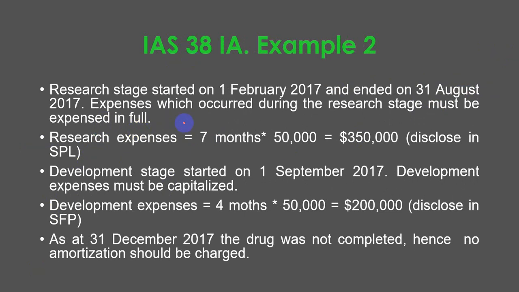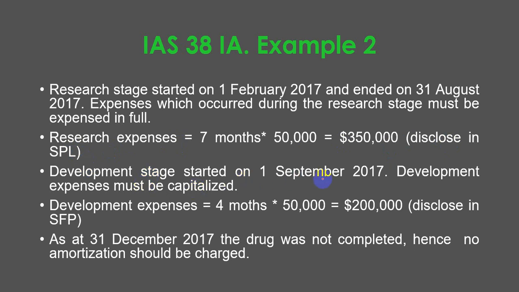So research expenses will be for a 7 month period from 1st February till 31st August. That's actually 7 months. So 7 times 50,000 equals $350,000. And these expenses must be disclosed in the statement of profit or loss.